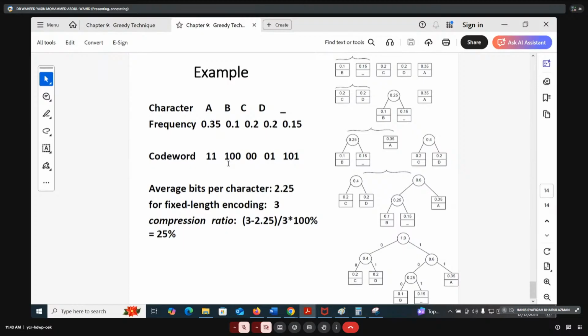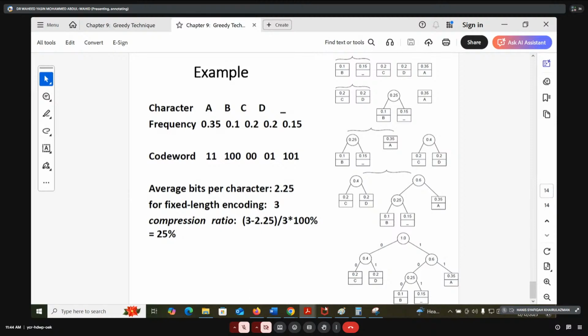Okay, now here I calculate the average bits per character, 2.25, for fixed length encoding, 3. Okay, compression ratio: 3 minus 2.25, divided by 3, multiplied by 100 percent. So I compressed this one 25%. So here I have compressed it by 25%.